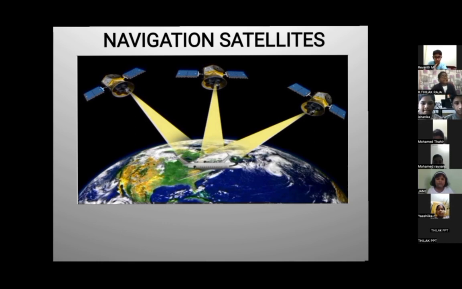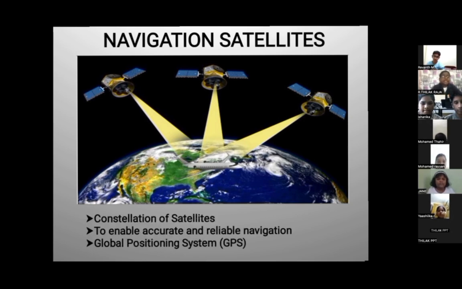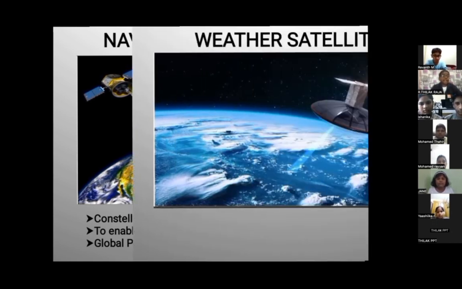Navigation satellites. Can anybody guess their purpose? It provides navigation information like Google Maps. That's great, Ryan. A navigation satellite system consists of a constellation of satellites orbiting the Earth. These satellites work together to provide continuous coverage and enable accurate and reliable navigation, ranging from personal devices like smartphones to large-scale applications like aviation and maritime navigation. The most well-known navigation satellite system is the Global Positioning System, known as GPS.